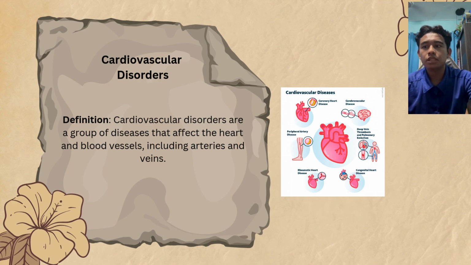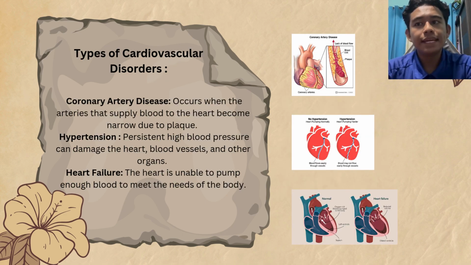Cardiovascular disorders. Definition: cardiovascular disorders are a group of diseases that affect the heart and blood vessels, including arteries and veins. Types of cardiovascular disorders. Coronary artery disease occurs when the arteries that supply blood to the heart become narrow due to plaque. Hypertension: persistent high blood pressure can damage the heart, blood vessels, and other organs.